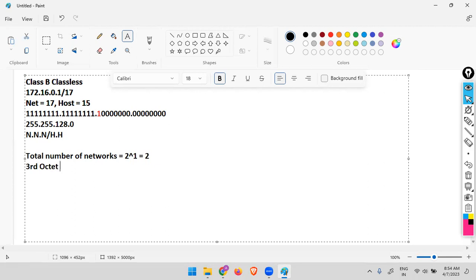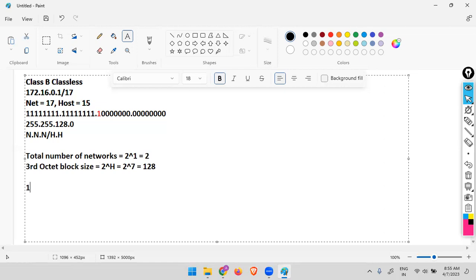The third octet is our interesting octet, so I'll go with the third octet block size. What will be my third octet block size? 2 raised to the power of host bits in the third octet. So in the third octet, how many host bits do I have? 7. Follow the same approach. Just focus on the third octet, your interesting octet. Nowhere else to focus, otherwise you'll get confused. So 2 raised to the power 7 is 128.